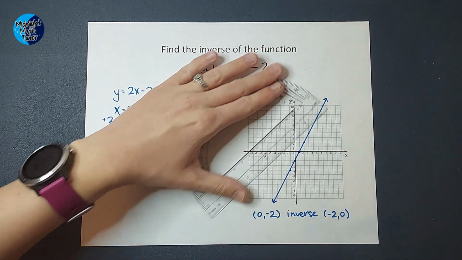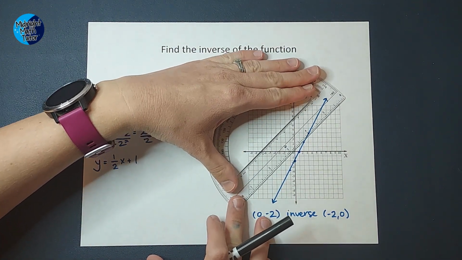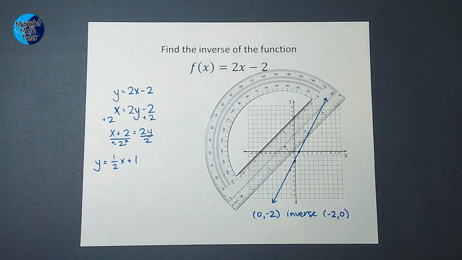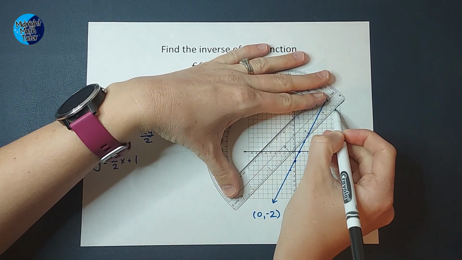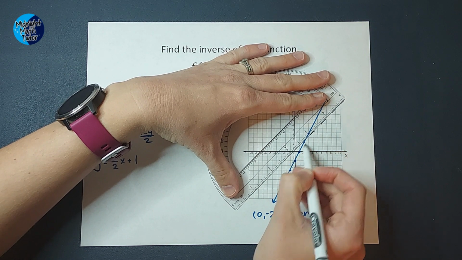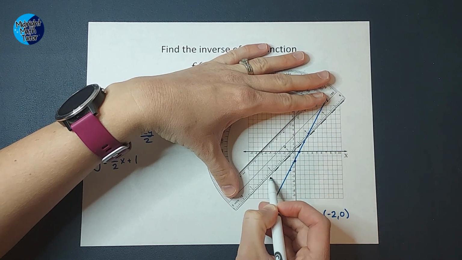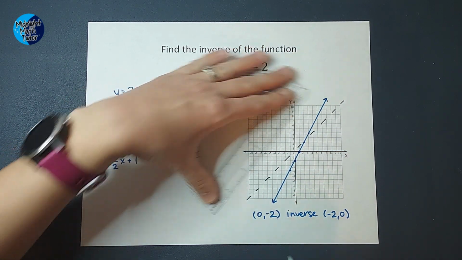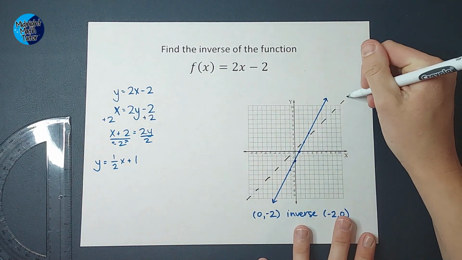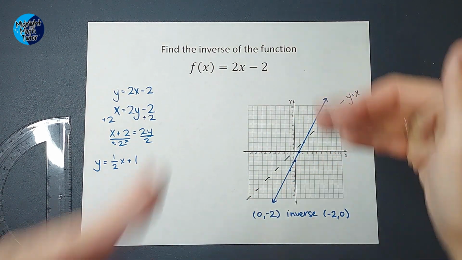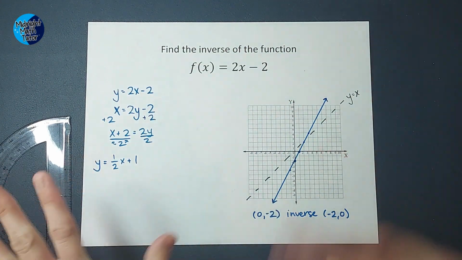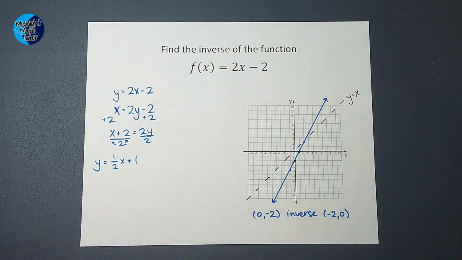So in order for two functions to be inverses of each other, they are reflected over the y equals x line. The y equals x line cuts my graph diagonally down the middle. This is y equals x. So my other line should be a mirror of this, a reflection. So let's go ahead and graph it and see.